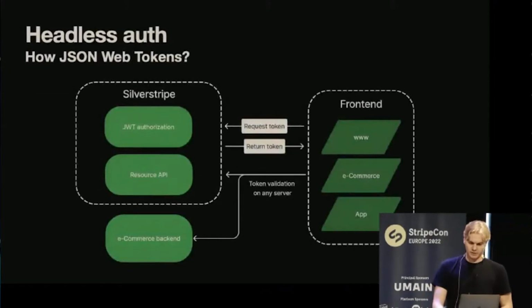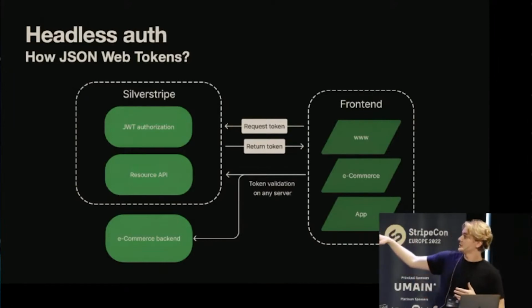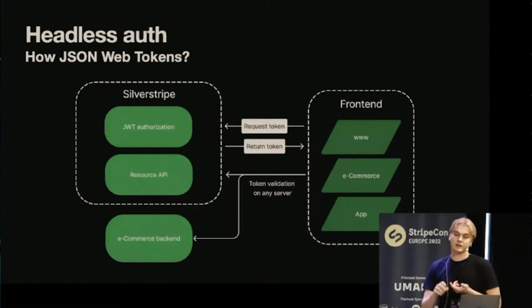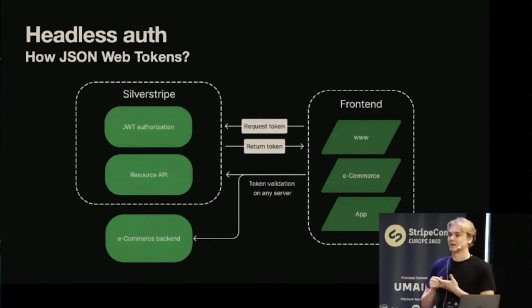So this is how our auth flow is working, very simplified. On login, the front end requests a token, and we validate the password and email, and send back a JSON Web Token, which can then be used both to access our Silverstripe APIs, like the Headless API that we built and the GraphQL API. But we can also, when we add the e-commerce backend, which we're going to do to a project, validate tokens there. So that's really nice.